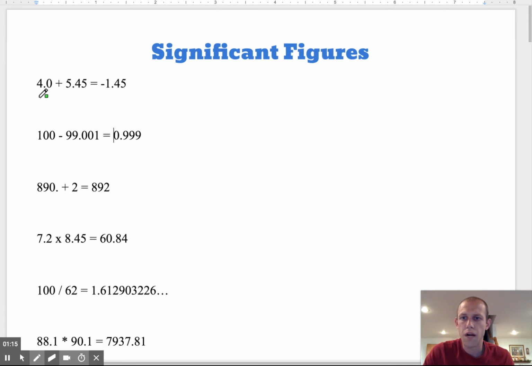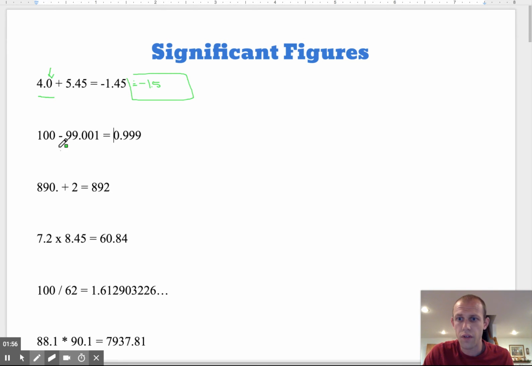So in this first problem, we have a ruler and it measures to the 10th spot, and we get out 4.0. We also have someone else using a different ruler that measures to the 100th spot. So the least precise place value is right here, the 10th spot. So our answer, even though it's negative 1.45 exactly, we have to be the least precise. So this is approximately negative 1.5. We go to the same place value as the least precise, the 10th spot.